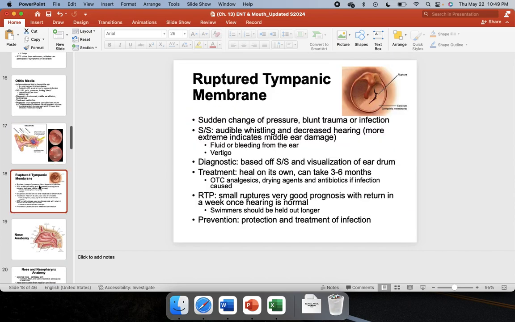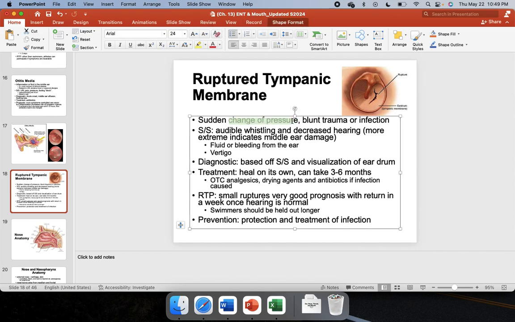Okay. So finally, we can have a ruptured tympanic membrane. It can either be fairly small or fairly large. I've known a couple people that have developed a ruptured tympanic membrane following diving too deep. So anyway, that's kind of interesting. Sudden change of pressure, like in diving, blunt trauma, if you stick something in your ear, or if you have that middle ear infection and then take a blow or whatever, you could rupture that tympanic membrane.